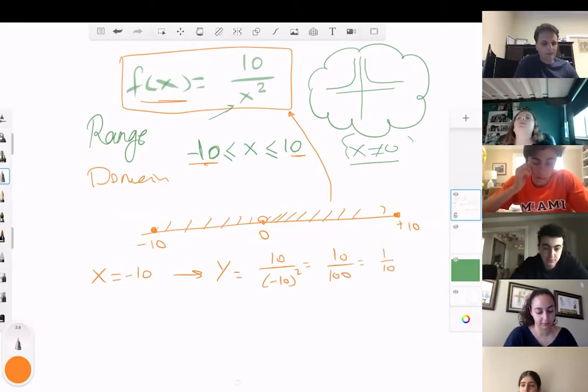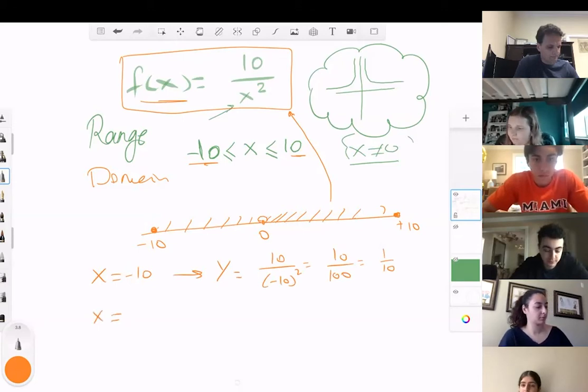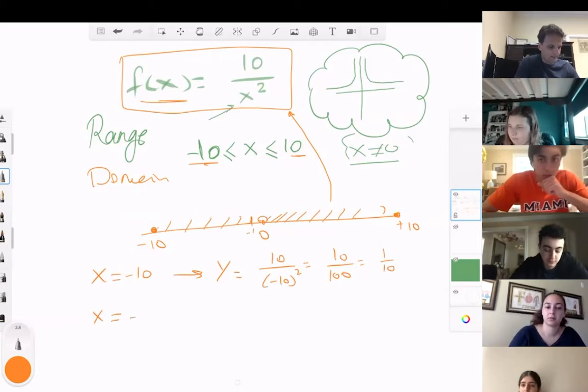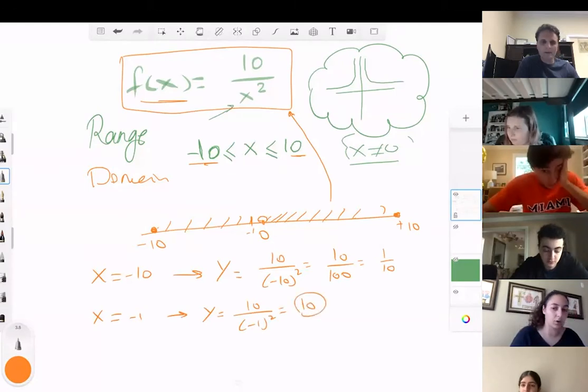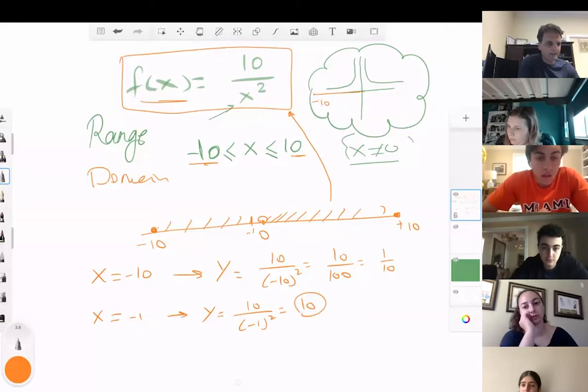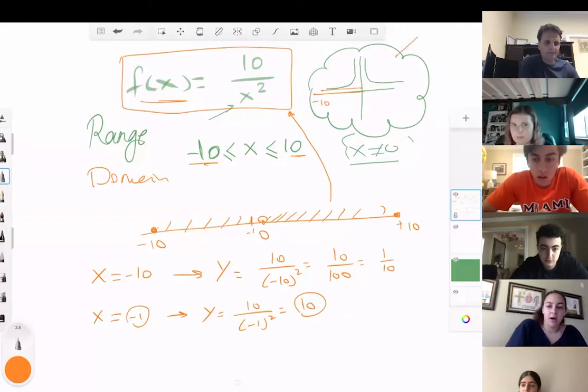Good. So if x equals, for example, negative 1, what do we get? Then y equals 10 over negative 1 squared, which is 10. So far, if you put negative 10, we get 1 over 10. But if you put negative 1, you get 10. You guys see the graph?